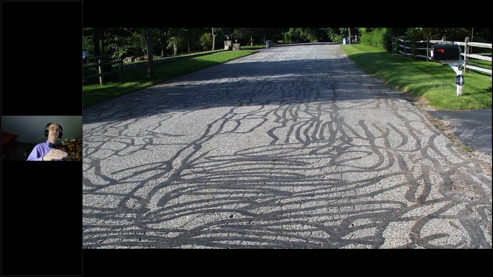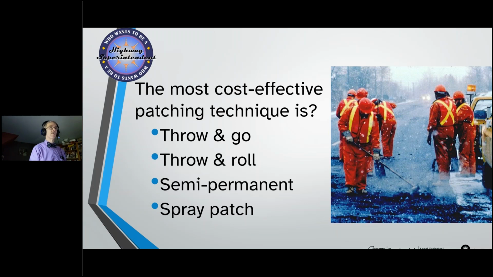So they stopped, they came back, and they reset their whole crack repair program after we looked at this particular roadway. Okay, so crack repair needs to be part of your toolkit, but definitely do it well. The most cost-effective patching technique is throw and go, throw and roll, semi-permanent, or spray patch.